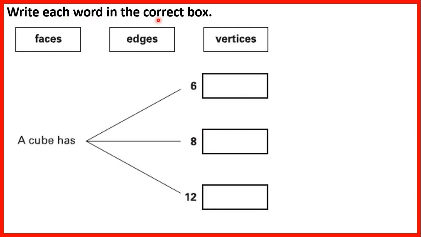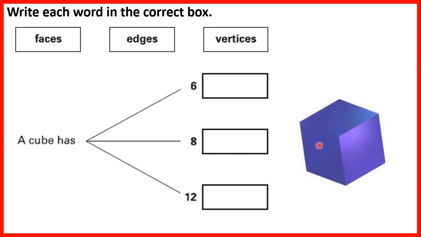Write each word in the correct box. So we have faces, edges and vertices, and we need to show how many of each a cube has. So remember, a cube is like a 3D square. Now the faces are the flat bits, and we have 3 faces that we can see, but we'll also have another face underneath and 2 more faces round the back. So a cube has 6 faces.